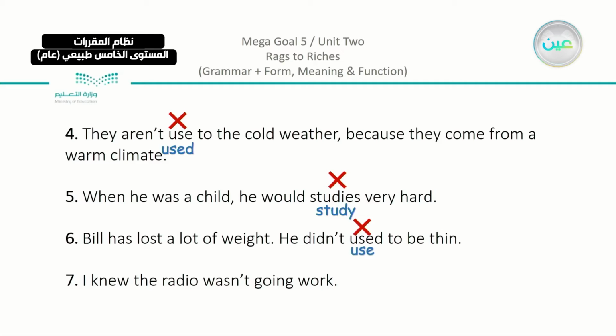And the last one: I knew the radio wasn't going work. Here, something is missing from our sentence. So we're going to just add to: wasn't going to work.